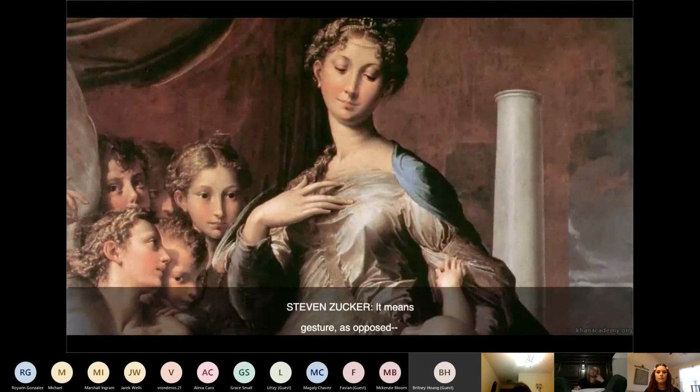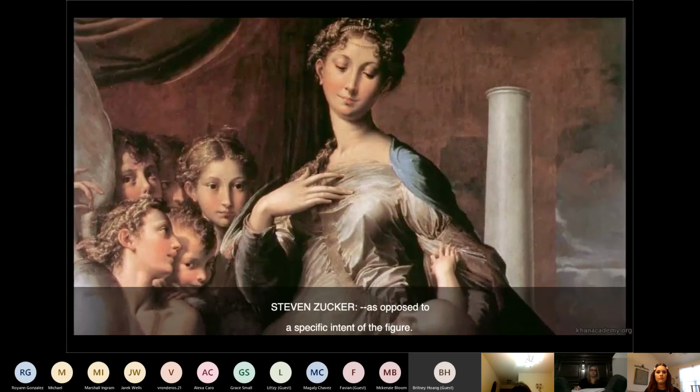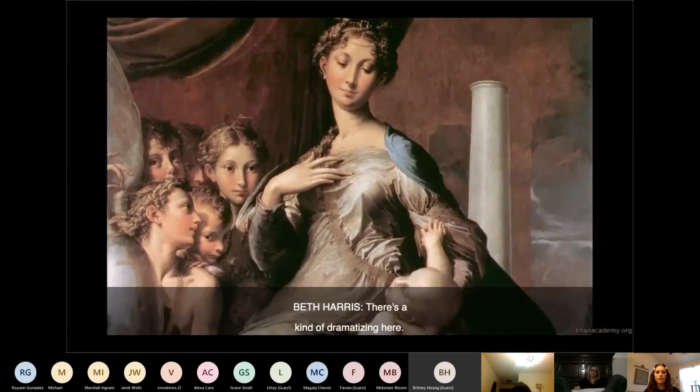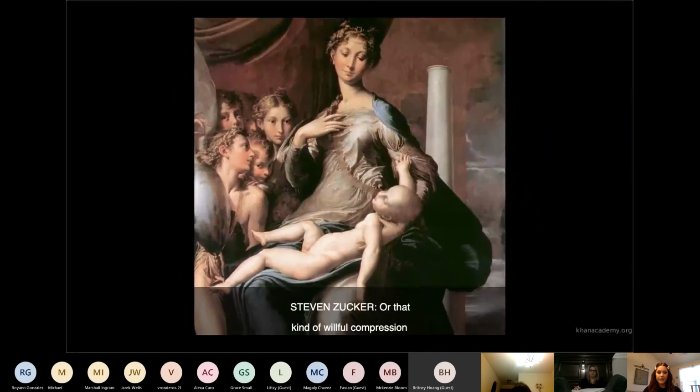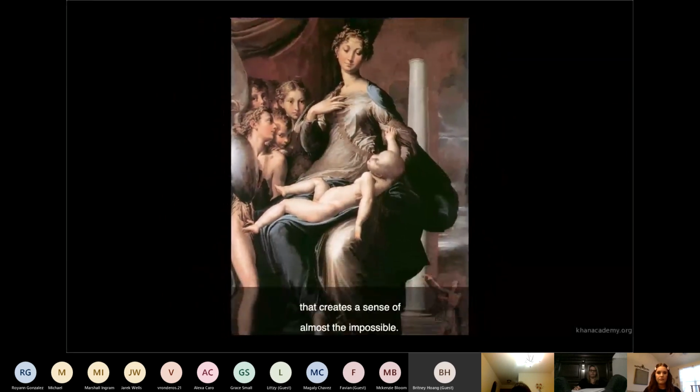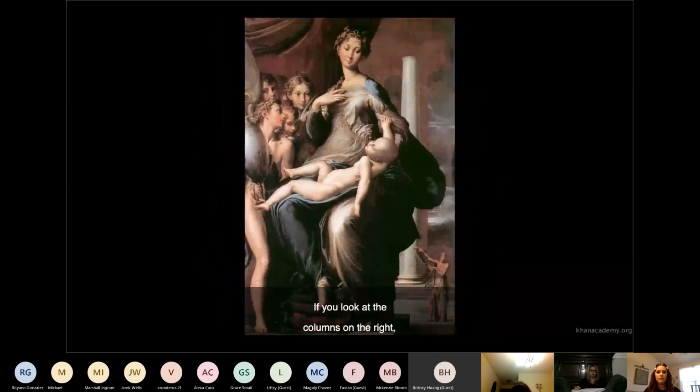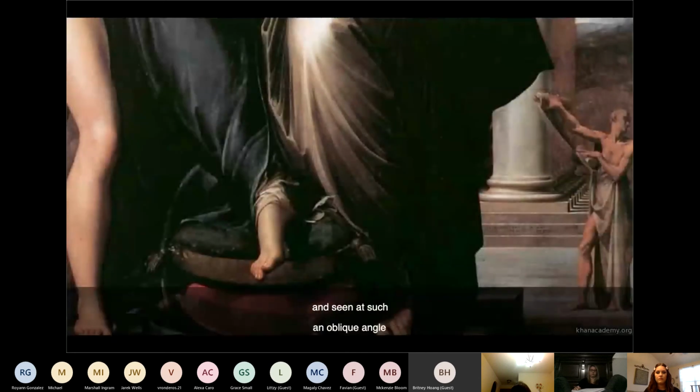It means gesture, as opposed to a specific intent of the figure. Yeah, there's a kind of dramatizing here. For its own sake. Exactly. For its own sake. That kind of willful compression that creates a sense of almost the impossible. If you look at the columns on the right, there's actually a colonnade that is so deep in space, it's seen at such an oblique angle that it almost seems like a wall or a single column. But if you look closely at the base, you can see the alternating light and shadow that passes between those columns. But there is ambiguity, and that's in large part because that part of the painting is not finished.